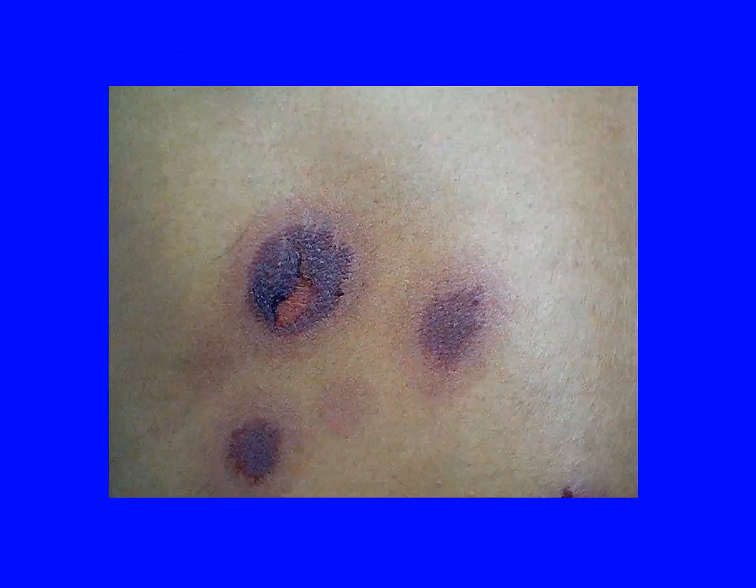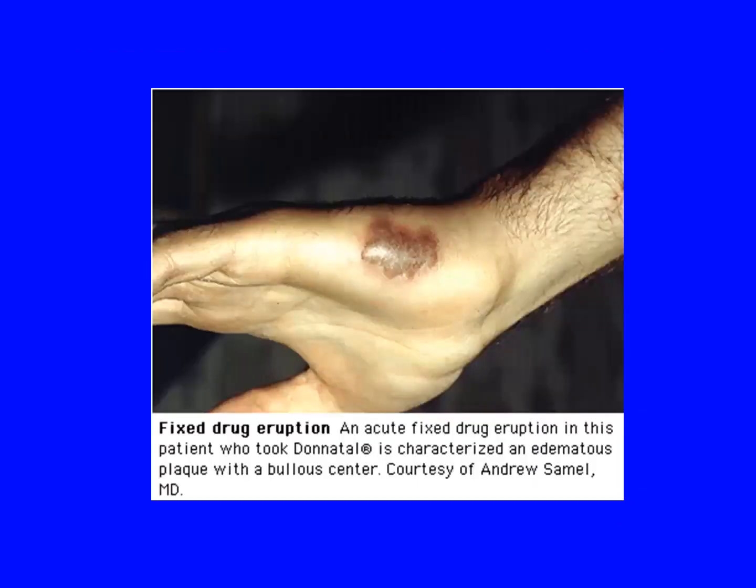This is a picture of fixed drug eruption. We can see that there was a bulla which has ruptured and the color is typical. Another fixed eruption, probably caused by danazol, which is a type of androgen. It is characterized by an edematous plaque with a bullous center.